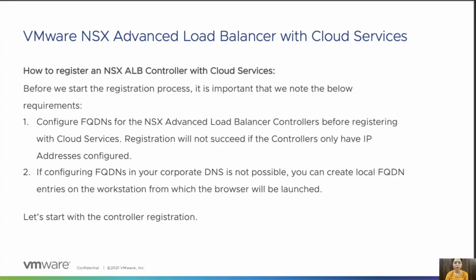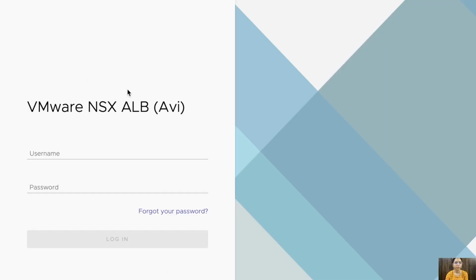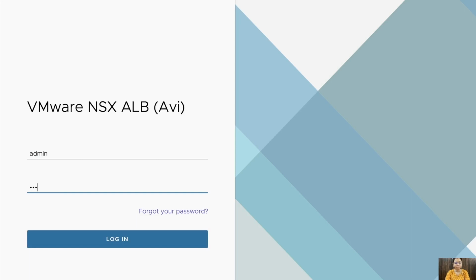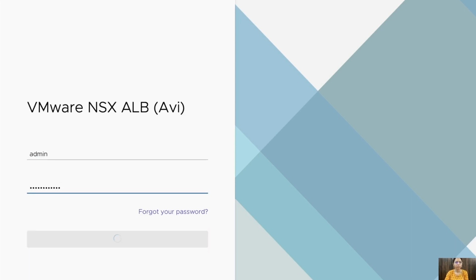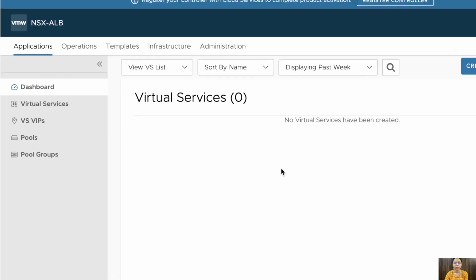Next, let's talk about how to register an NSX ALB controller with cloud services. Before we start the registration process, it is important that we configure the controller FQDNs. Let's start with the controller registration. To start with, open your controller UI on your browser and enter the username and corresponding password. Log into the controller UI.